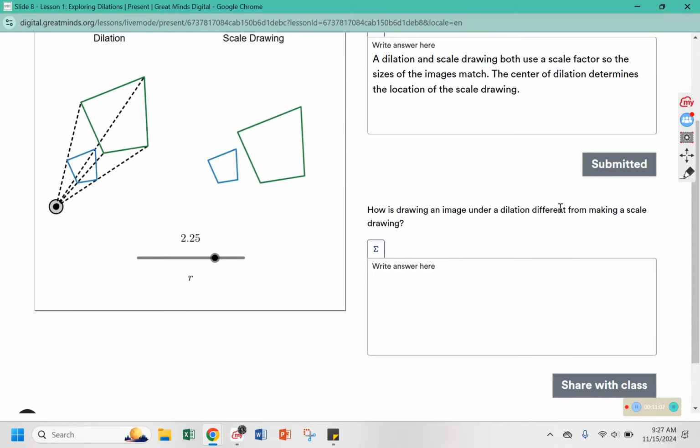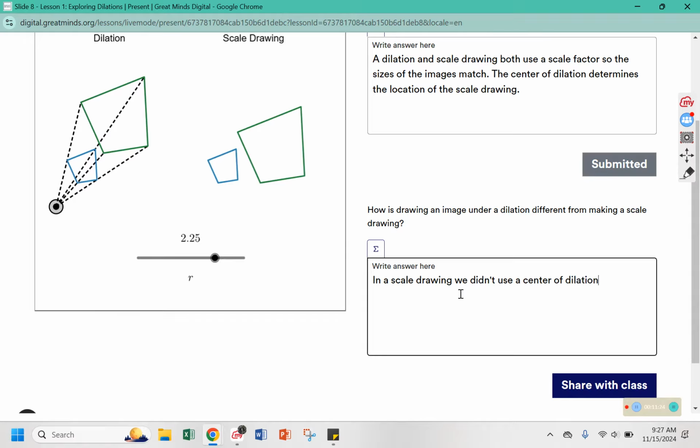How is drawing an image under dilation different from making a scale drawing? In a scale drawing, we didn't have a center of dilation. And we didn't have the lines to create a scale drawing connecting the center of dilation and corners of the figure.